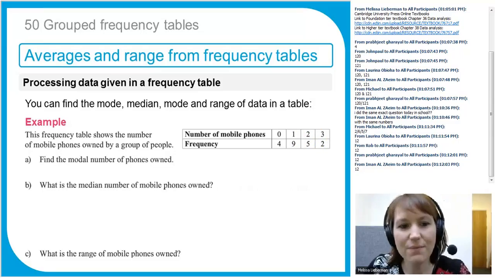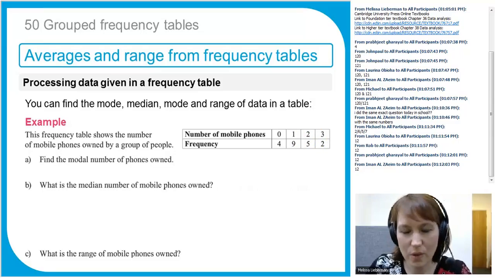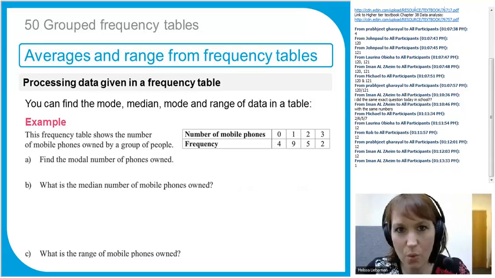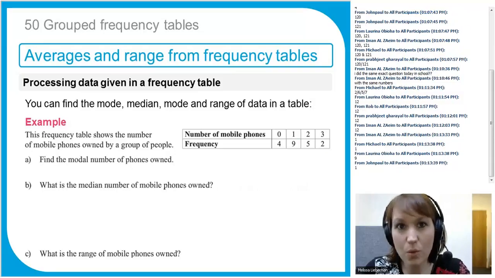Part A says, find the modal number of phones owned. Let's have a look at the table and tell me the modal number of phones owned. Remember, modal is another word for mode, and mode means the one that appears most often. So we're looking for the number of phones with the highest frequency.